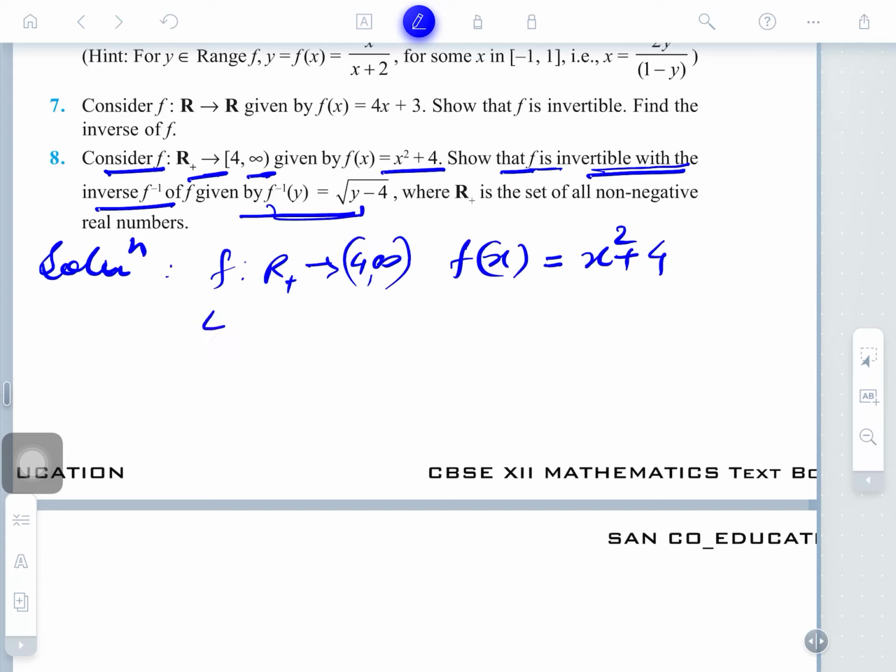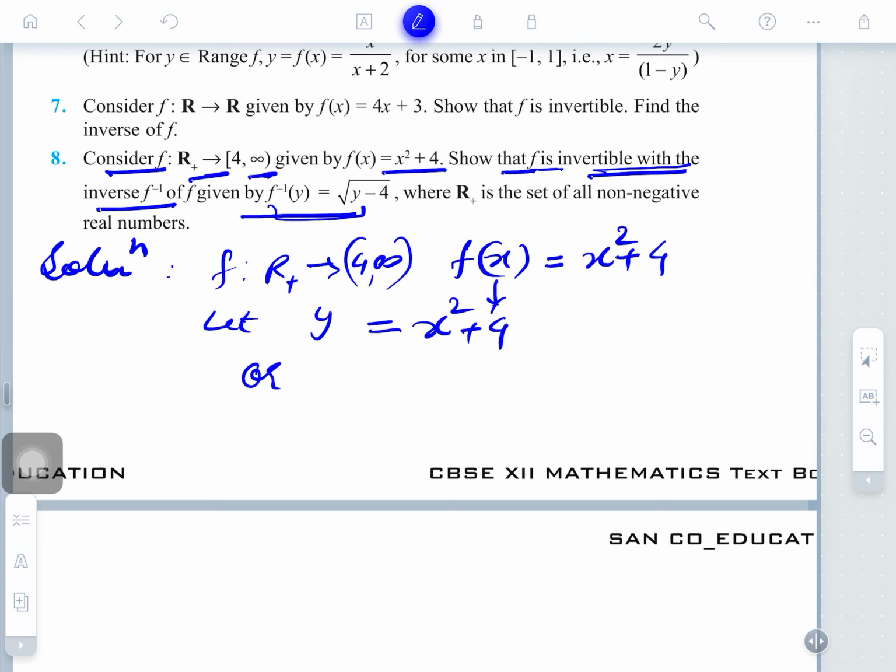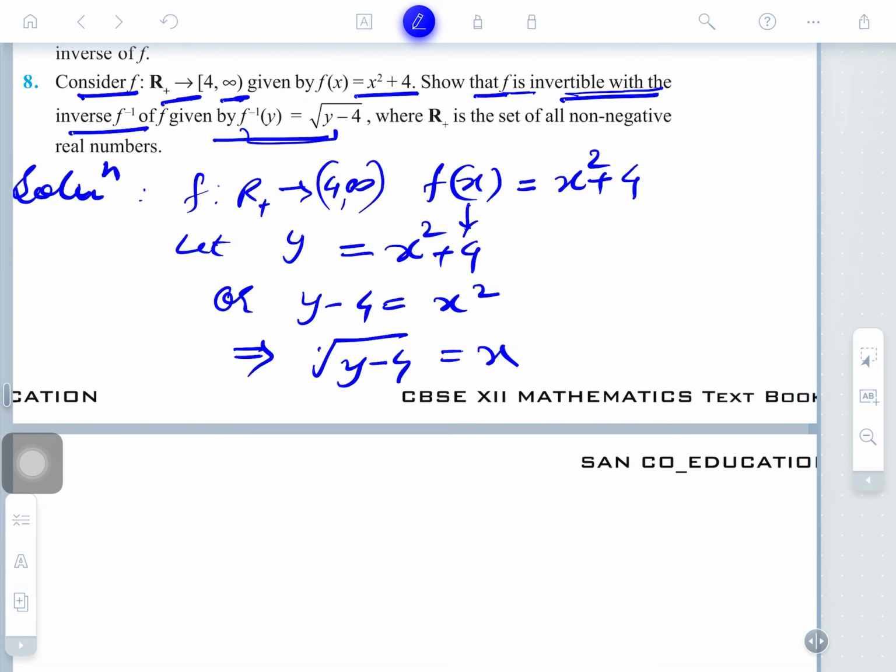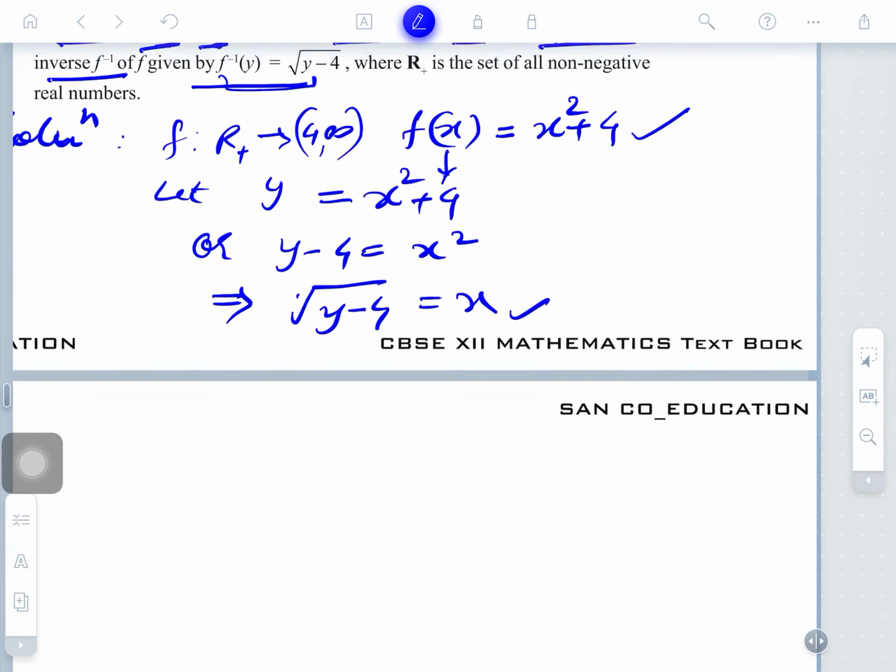So, let f of x equal y. We are supposing this as x, is that clear? What function will bring that? Obviously x can be brought as y minus 4 equals x squared, and further it can be written as the square root of y minus 4 equals x. One function is given here, and another function we brought here. We have to prove their composition is identity. What is the question here?